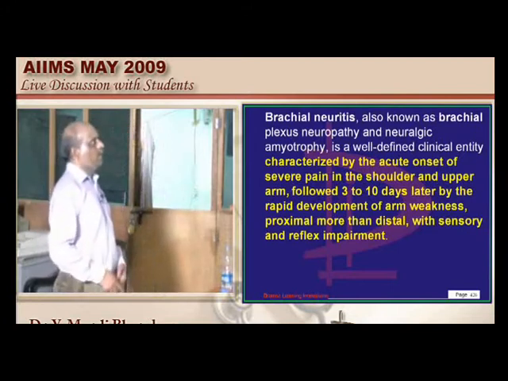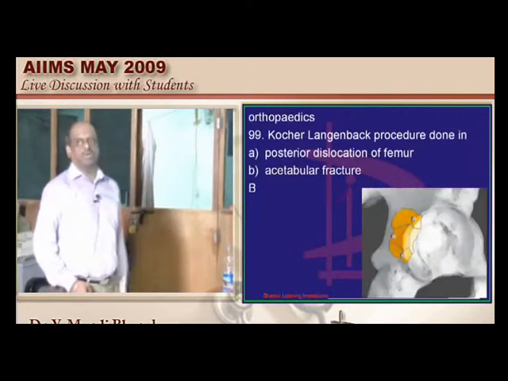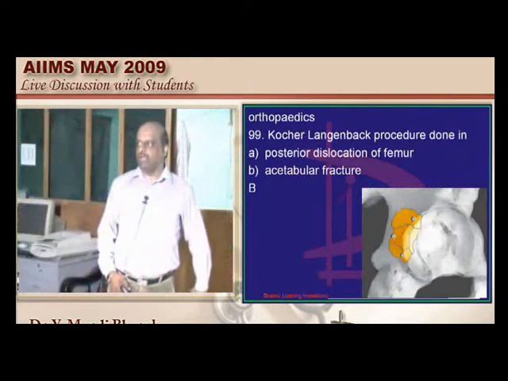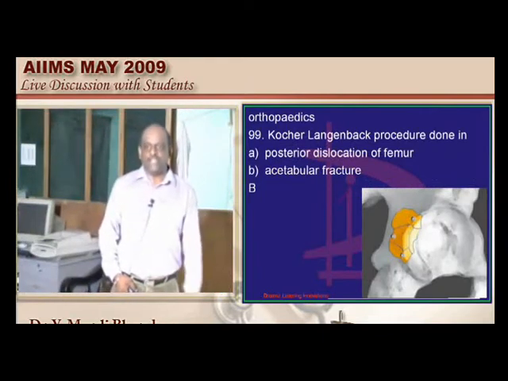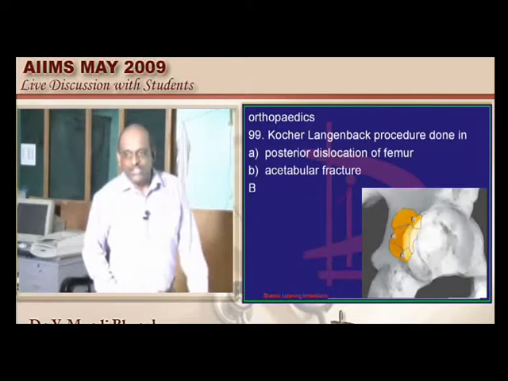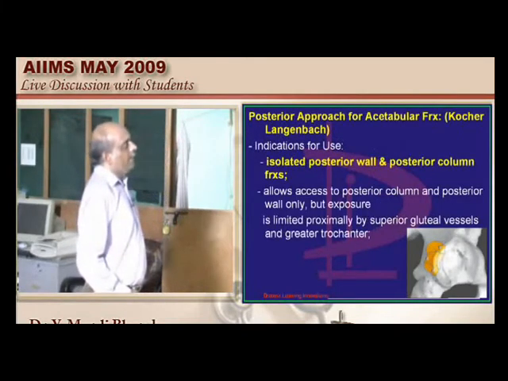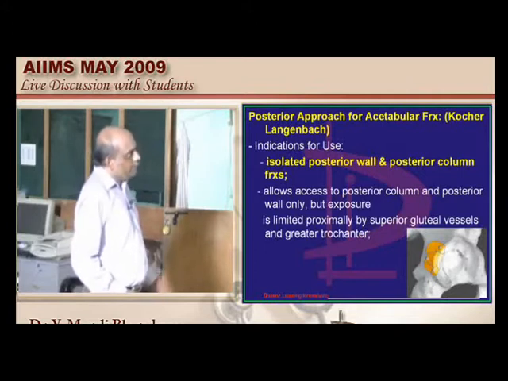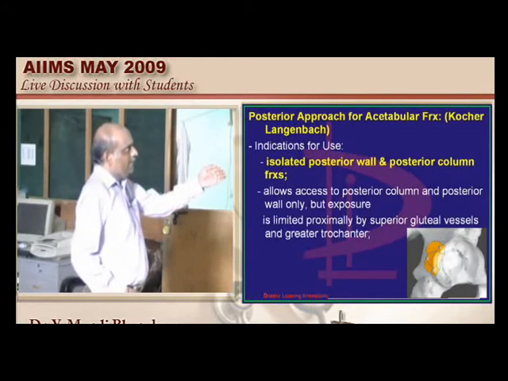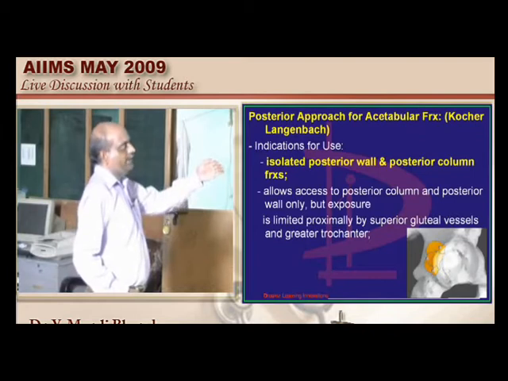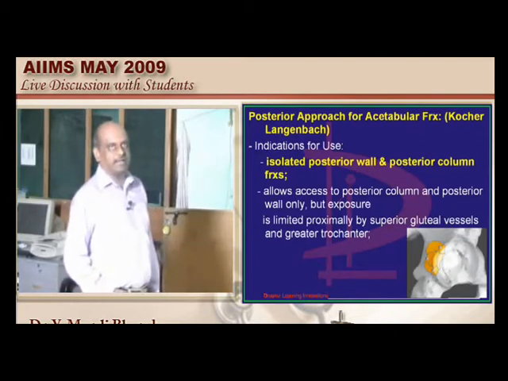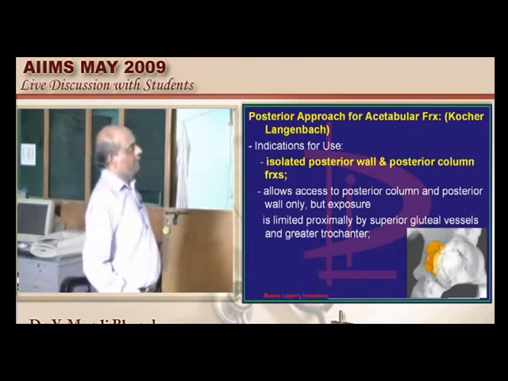Kocher-Langenbeck's procedure is what? Once more, I think the examiner is obsessive about acetabular fractures this exam. So once more, in the case of the acetabular fracture, we do a posterior approach in order to fix the acetabular fracture, which is basically called the Kocher-Langenbeck's procedure. That is what needs to be remembered.